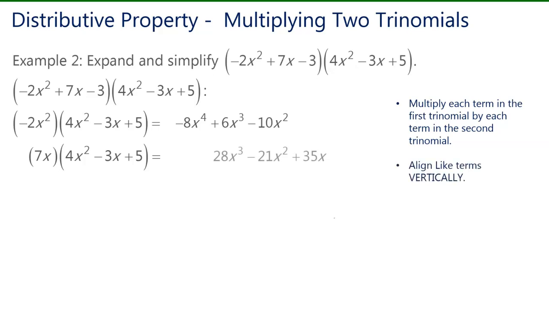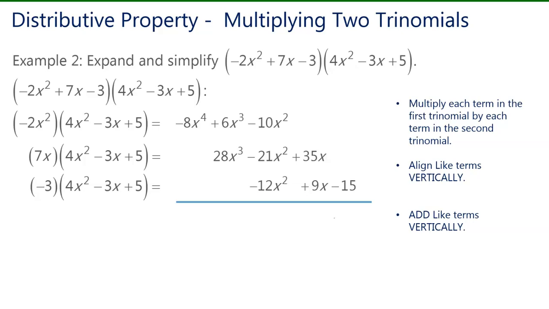Align terms vertically. 7x times 4x squared subtract 3x plus 5 gives us 28x cubed, subtract 21x squared plus 35x. Notice the x cubes are under the x cubes, the x squareds are under the x squareds. Negative 3 distributed to the trinomial gives us negative 12x squared plus 9x subtract 15. Once again, the terms are aligned vertically.